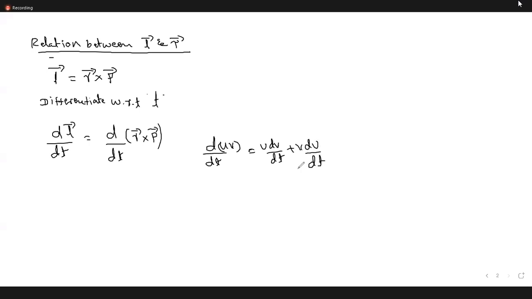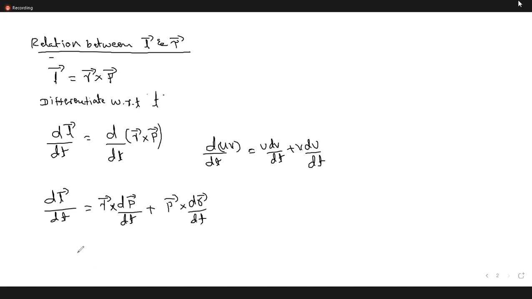So this is a formula. Here u is nothing but r, v is nothing but p. According to that, you can expand this one. So dL by dt equals r cross dp by dt plus dr by dt cross p. Shall we write?